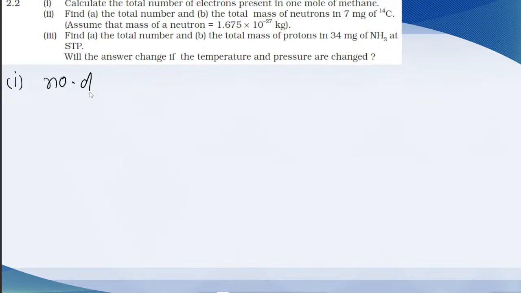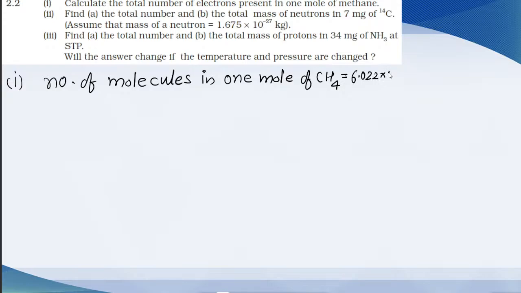So the number of molecules in 1 mole of methane. What is methane? CH4, and its value is 6.022 into 10 raised to power 23. So these are the number of molecules in 1 mole of methane.